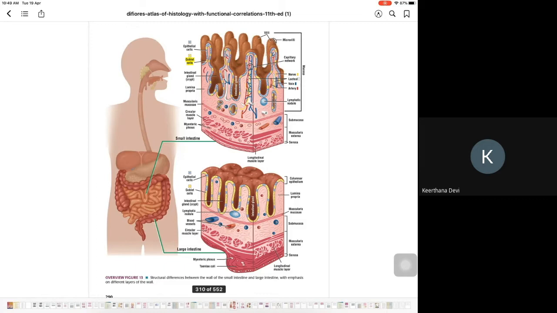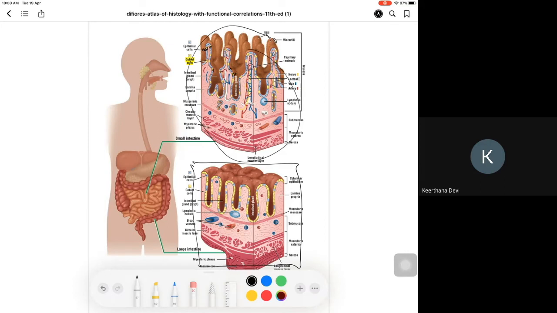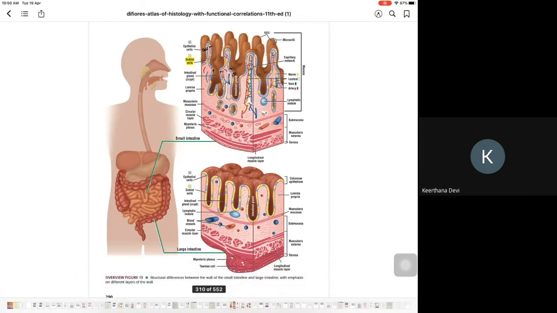And lymphatic nodules. Yes, the lacteals are the lymphatics. These lymphatics are very, very important to take the absorbed nutrients to other areas. These goblet cells are seen from the small intestine to the large intestine. The number of goblet cells increases the minute you go from right to left. Imagine how many goblet cells are there in the small intestine and how many in the large intestine. Columnar epithelium, lamina propria, muscularis mucosae, submucosa, muscularis externa, serosa.